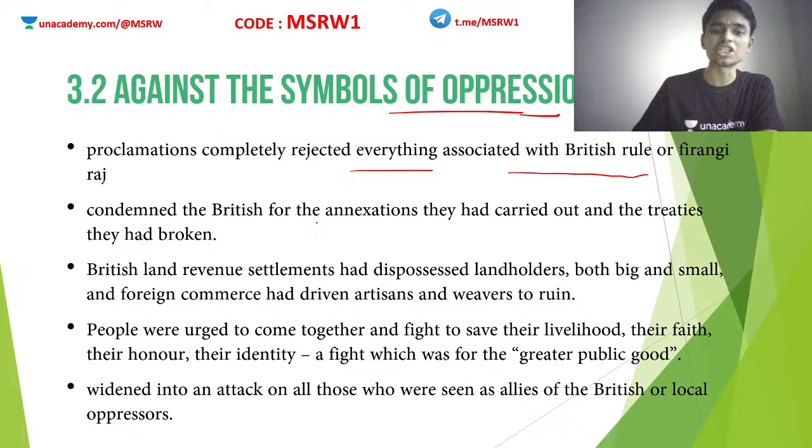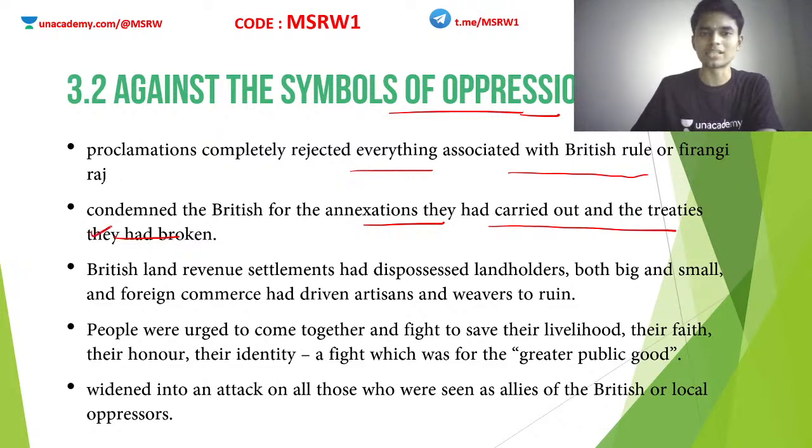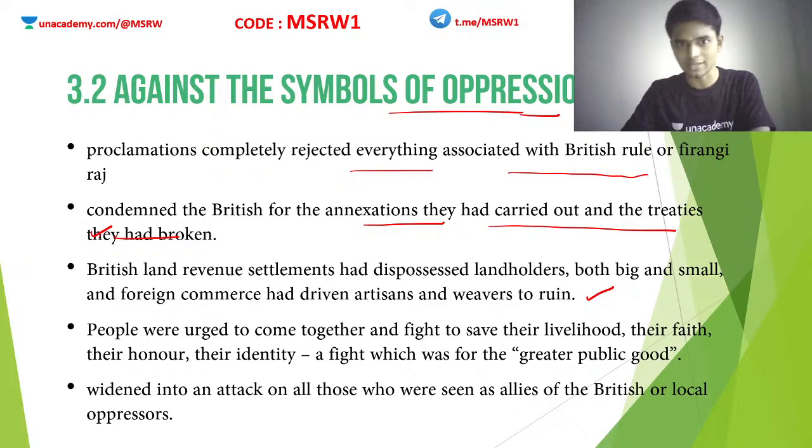They condemned the British for the annexations they had carried out and the treaties that they had broken. No need to explain this, you already know this is a self-explanatory point. British land revenue settlements had dispossessed landholders, both big and small, and foreign commerce had driven artisans and weavers to ruin. Once the British annexed all these territories, eventually they set up their own methods of administration, their own methods of settling land revenue, etc. This alienated a lot of people from their own motherland.